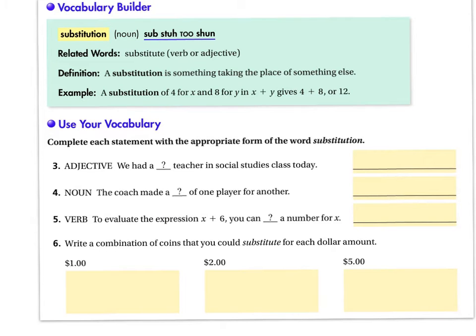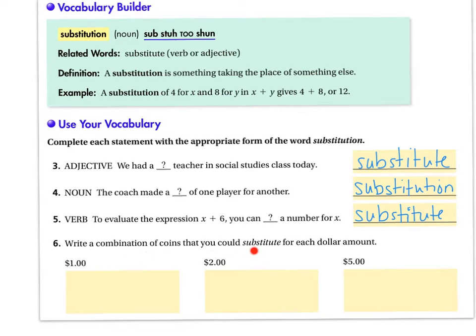What is substitution? Well, a substitution is something taking the place of something else. And we use substitution in our everyday language. As an adjective, we have a substitute teacher in social studies class today. As a noun, the coach made a substitution of one player for another. So substitution is substitute used as a noun. As a verb, to evaluate the expression x plus 6, you can substitute a number for x.